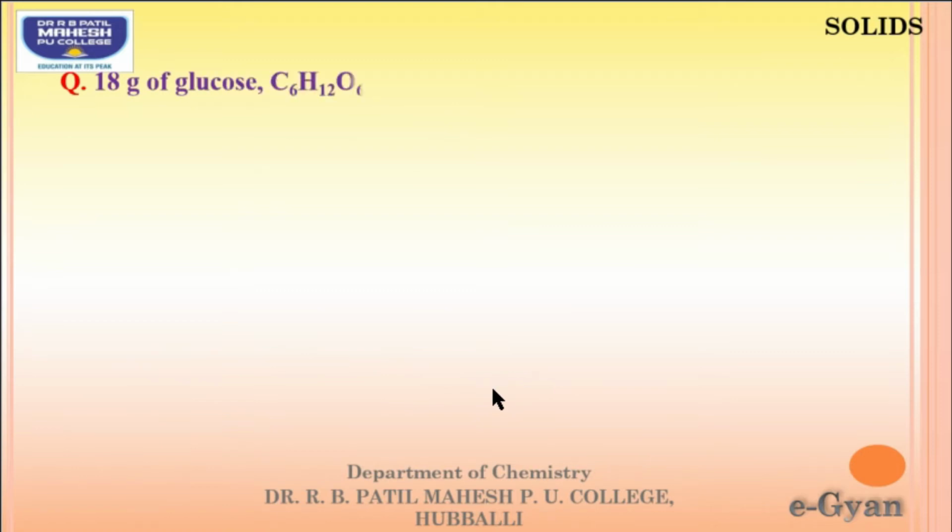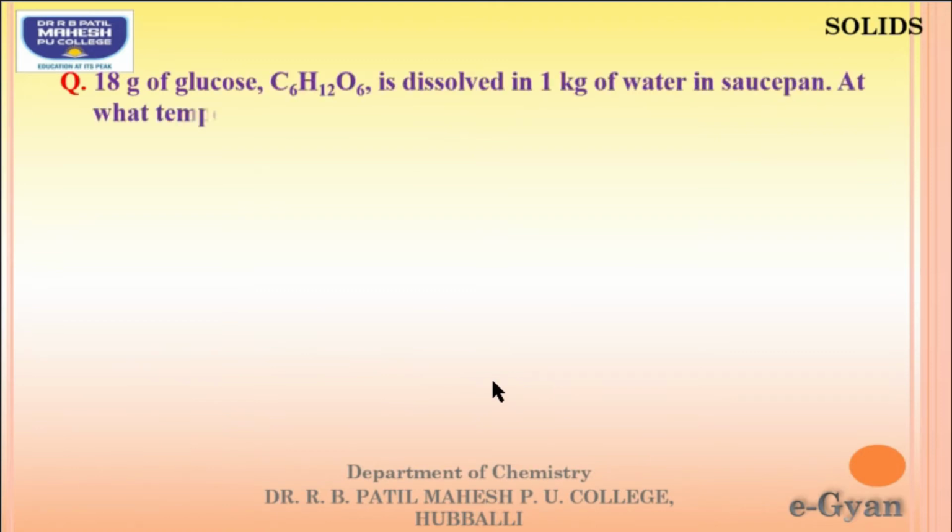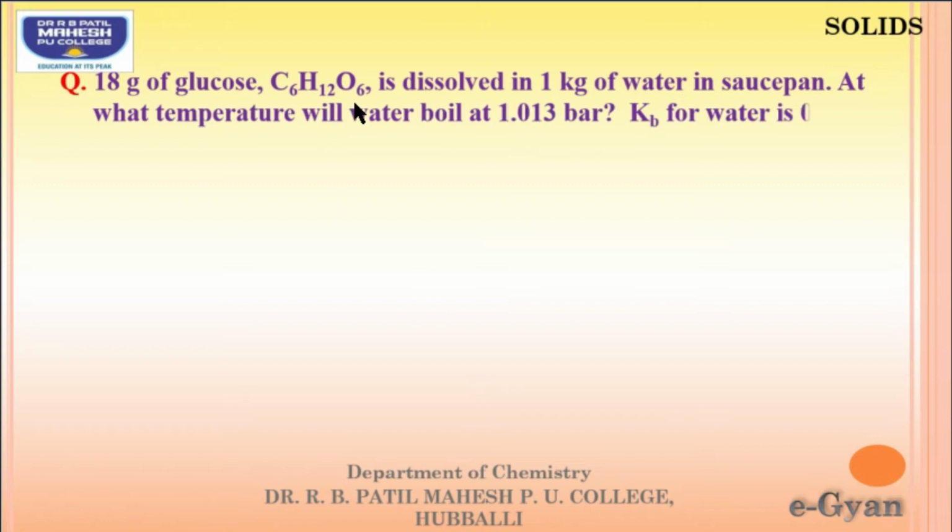Second one: 18 grams of glucose, formula C6H12O6, is dissolved in 1 kg of water in a saucepan. At what temperature will water boil at 1.013 bar? Kb for water is 0.52 Kelvin kg per mole. Already I have told you Kb, Kf, all those values will be given for you in the examination. So in the solution, what do we have to calculate? At what temperature water will boil.